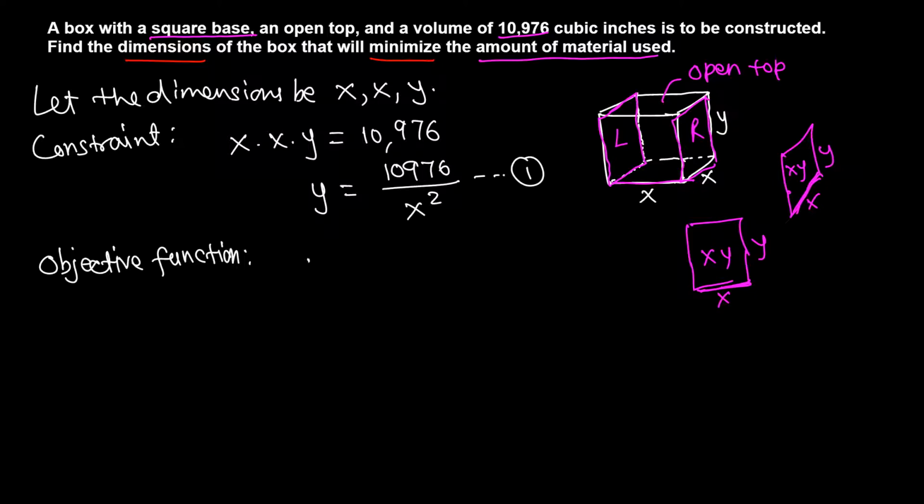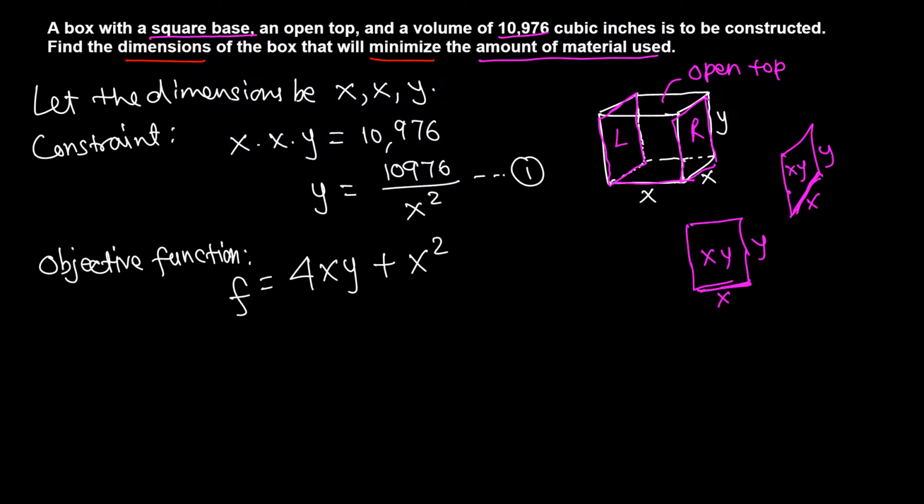So the material goes on 4xy, that's the area of front, back, left, right, plus, now the bottom is a square, so x times x, x squared. So this is where we use the material, 4 sides plus the bottom. Bottom is a square base, so x times x, and that's what we want to minimize. And let's say this is the function f equals.